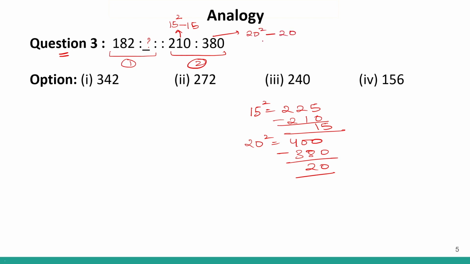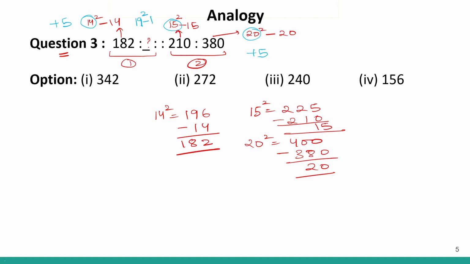Similarly, 182. If you look at 182, what is 14 square? 196. Correct? And if I subtract 14, I will get 182. So this is 14 square minus 14. Now if you look at the relationship between 15 and 20, this is plus 5. Correct? So here also we will go plus 5. So 14 plus 5 will give me 19. So I will get 19 square minus 19.